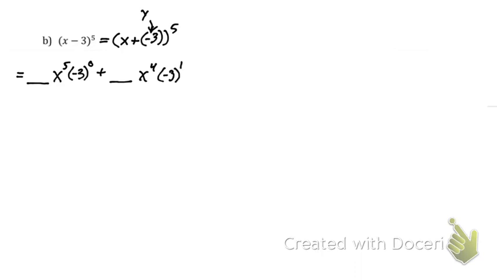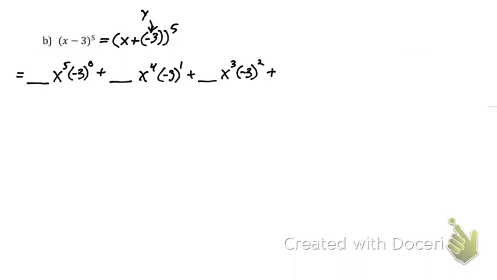If I stop right here and we look at something, your exponents will always add to your original exponent. 5 plus 0 equals 5. 4 plus 1 equals 5. It's a nice way to be able to check that all of your terms are correct. So our next one, x counts down, x to the 3rd, negative 3 squared. 3 plus 2 equals that 5 again.